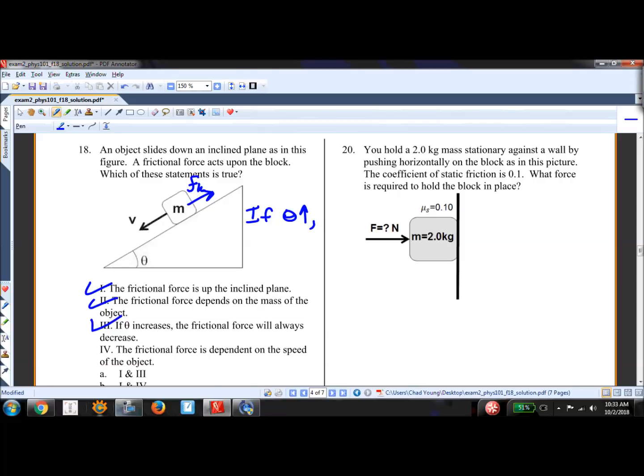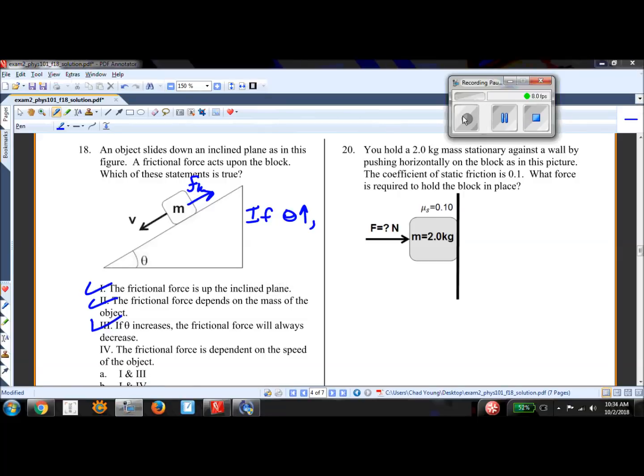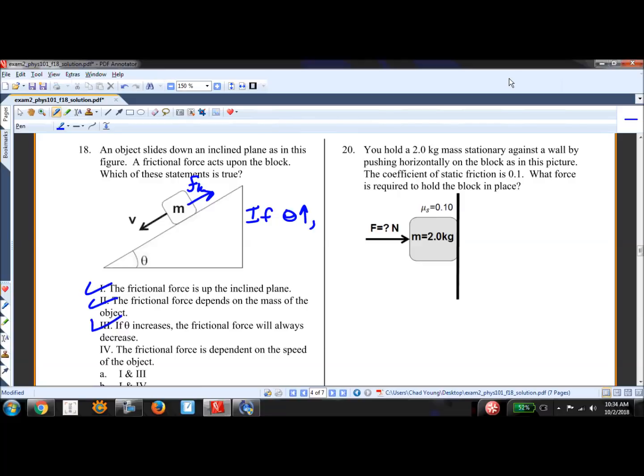Hold on just a second. Okay, I'm going to reword this question just a little bit because it's kind of an important idea. If theta goes up, the normal force will go down. And if the normal force goes down, that means that the kinetic friction will also go down. So number 3 is true, but only as long as the object is sliding.